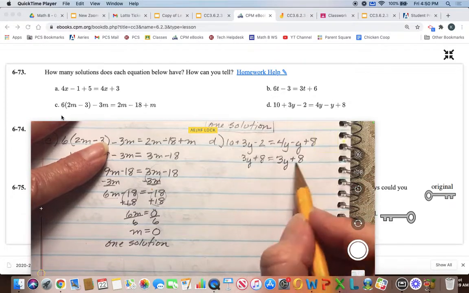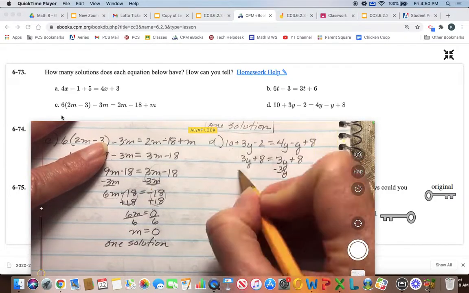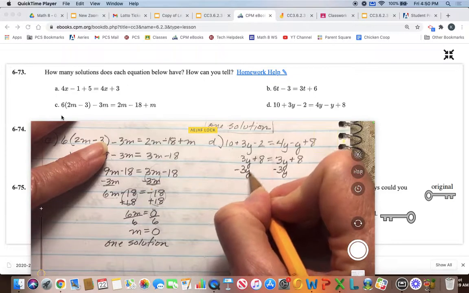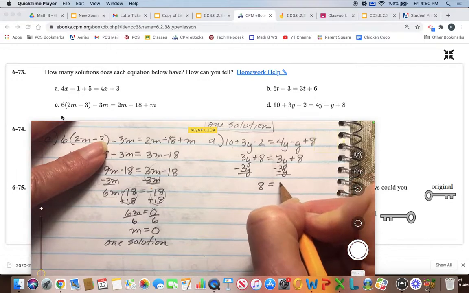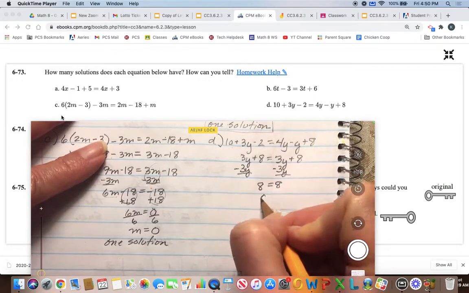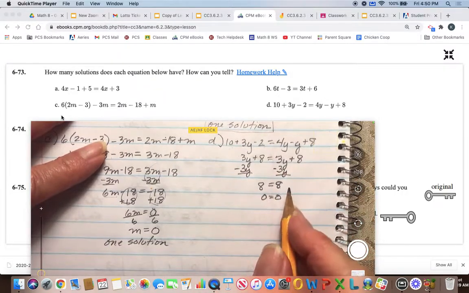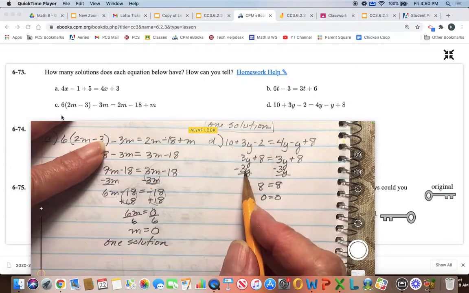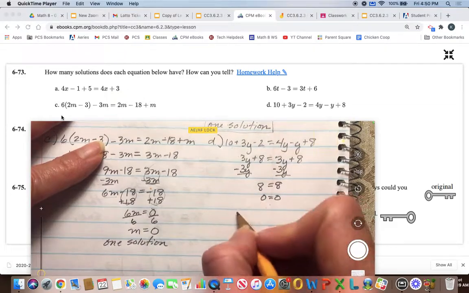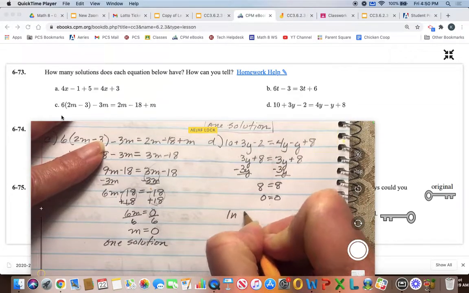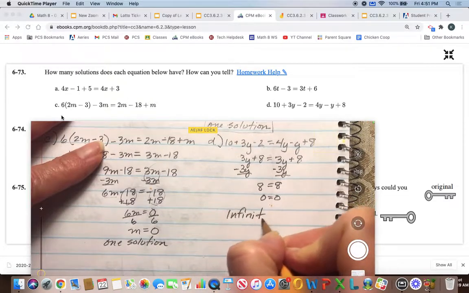And we're beginning to see that if we zero out the one term on this side, we end up zeroing out also on the other side. So we will finally end up with 0 is equal to 0, but it doesn't matter. This equation is always true. So it doesn't matter what value we put in for y, we know that this will always be true. So we have infinite solutions. Any value for y will work in this equation.